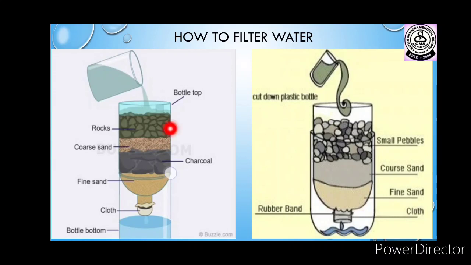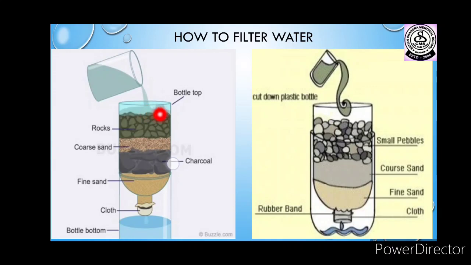How is it done? You will take one plastic bottle, and in the bottle you will put some rocks, some coarse sand, some charcoal, some fine sand, and one piece of cloth. First of all you will put one piece of cotton or cloth, then some fine sand, then some charcoal, then some coarse sand, then some rocks. Under the bottle put another bottle or container where you can collect the filtered water.